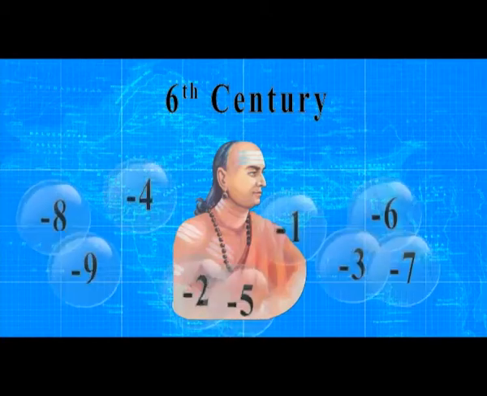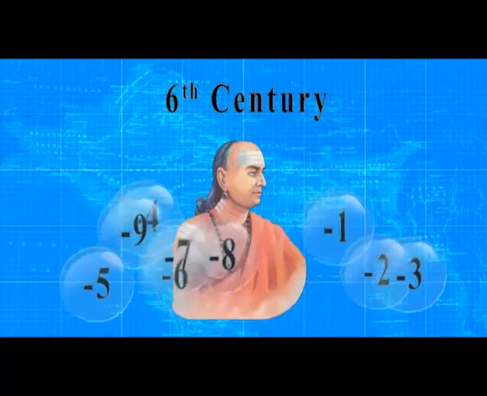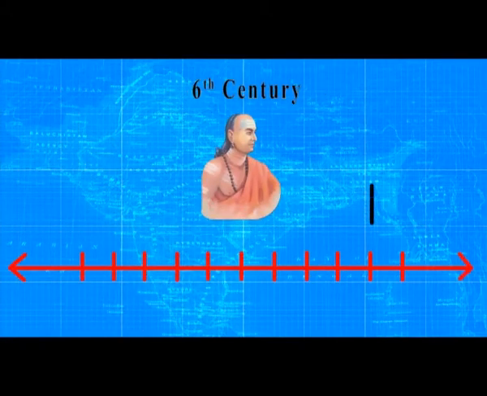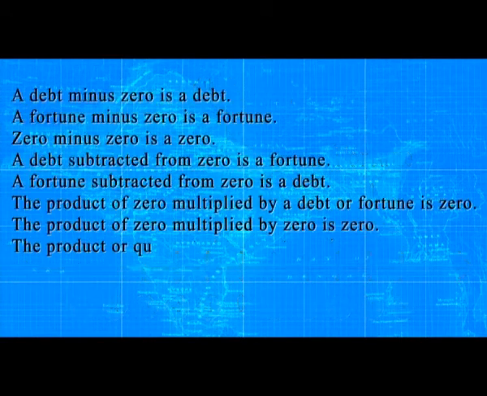But it was Indian mathematicians like Brahmagupta who in the 6th century developed consistent and correct arithmetical rules on the use of negative numbers. Brahmagupta called positive numbers fortunes and negative numbers debts and came up with a whole series of rules.